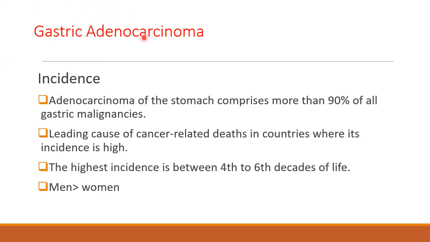First is gastric adenocarcinoma. That is the carcinoma of the gastric glandular epithelium. Adenocarcinoma of the stomach comprises more than 90% of all the gastric malignancies. So it is the most common carcinoma of the stomach. Leading cause of cancer-related death in the countries where its incidence is high, and highest incidence is seen in the age group of 4 to 6 decade of life, that is 40 to 60 years of age, and men are more commonly affected than the women.